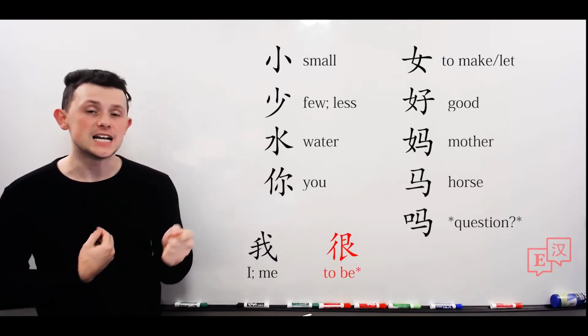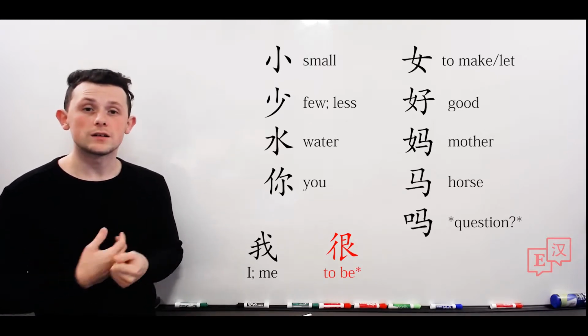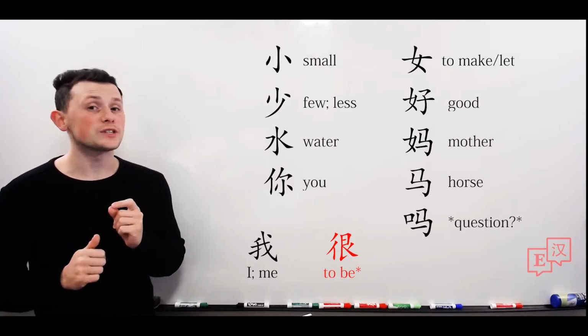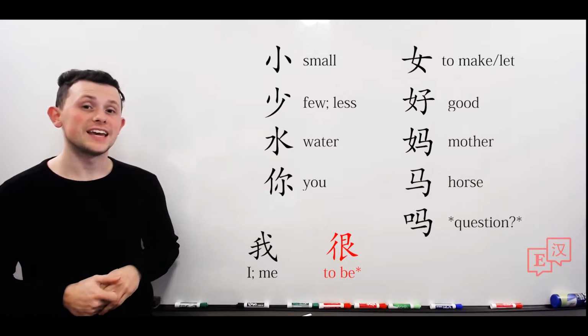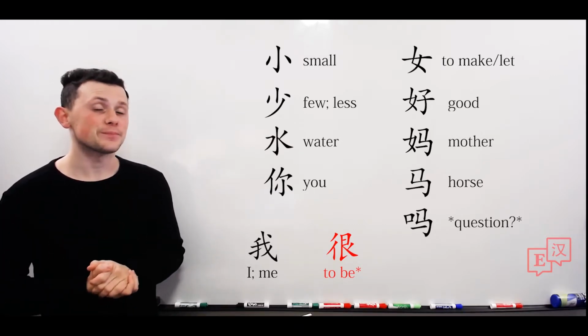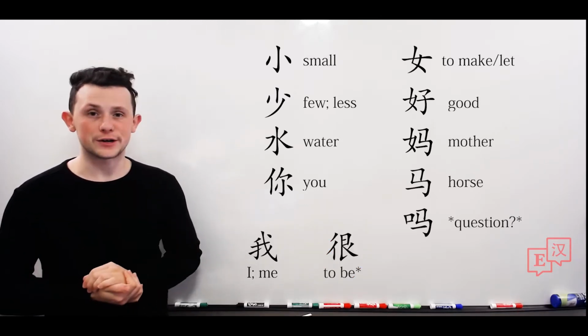And 很. Kind of like hun, honey. 很. Now, this character we'll talk about in more detail. It is the is, am for adjectives. It does what sure cannot by connecting nouns to adjectives. 很, and that is all for our characters.